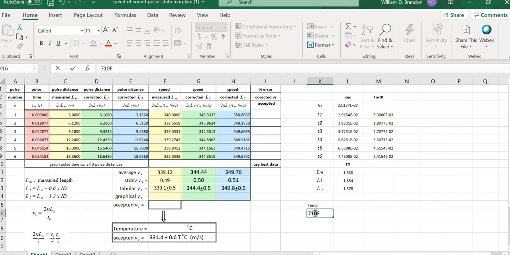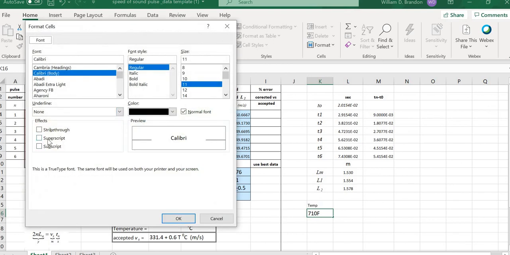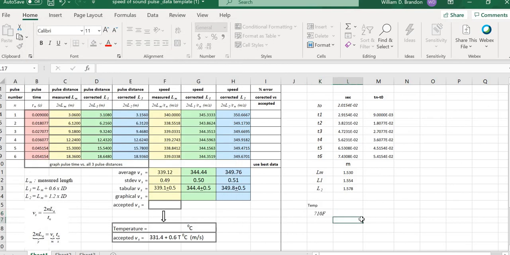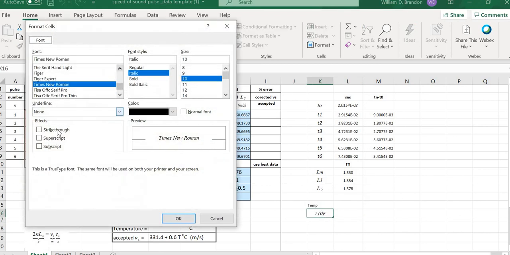I'm going to raise that up just so you know it's a degree here. Font, superscript, up. There we go. But we want Celsius. Whoops, it didn't do it for me. Why not? There we go. 71 degrees Fahrenheit.